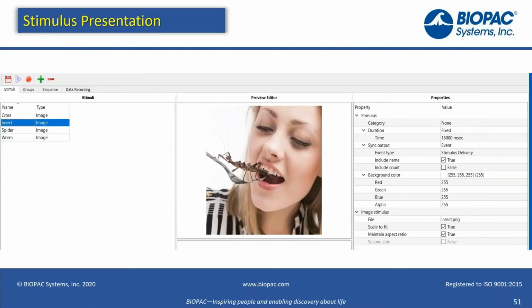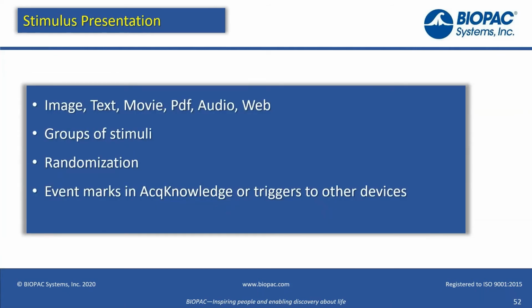The stimulus presentation part of it is built into AcqKnowledge, so you can present images, control the duration, etc. You can group the stimuli, you can do randomization of delivery, and then event marks are delivered to AcqKnowledge, so they show up with the physiological data, and you can also send triggers out to other devices.